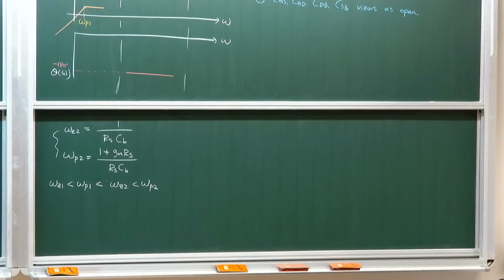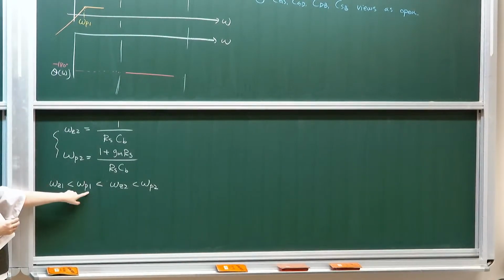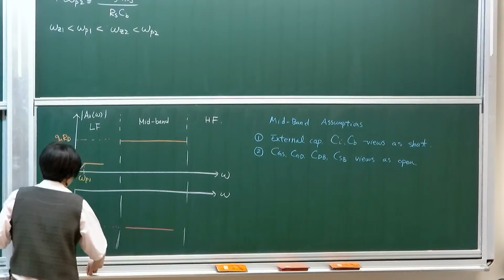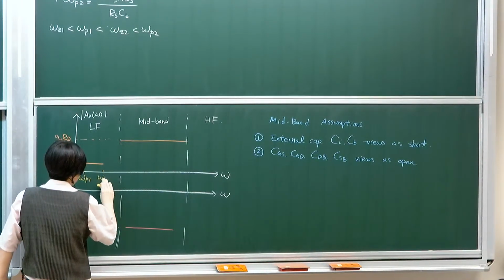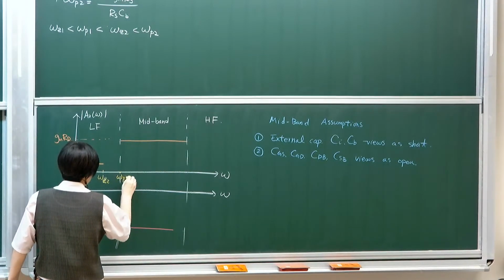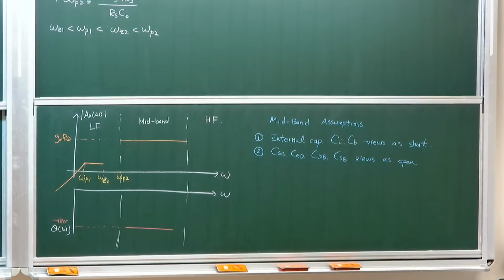So first, you need to align your frequencies. We start with a 0, 0, and then a corner. You hit a pole first, and then you're supposed to hit another 0. So we're going to hit omega Z2, and then finally, you're going to hit omega P2. So Z2 will be determined by bypass capacitance and this source resistance, RS. And then it will rise again. I'm going to ignore the 3 dB just to get the trend.